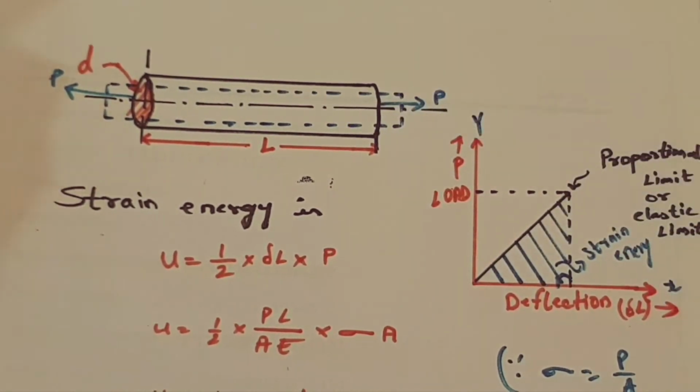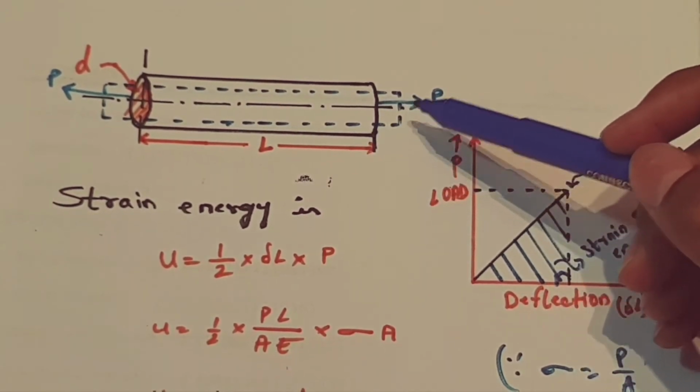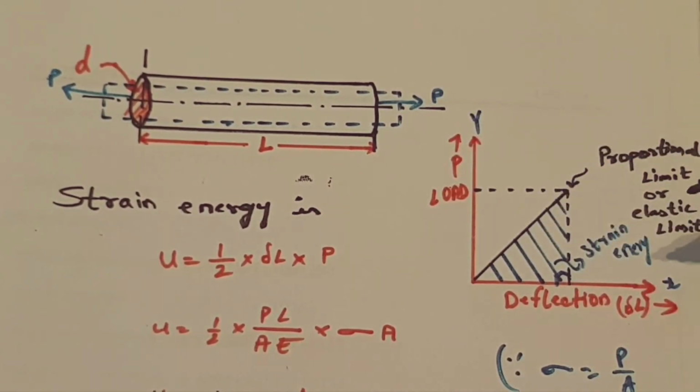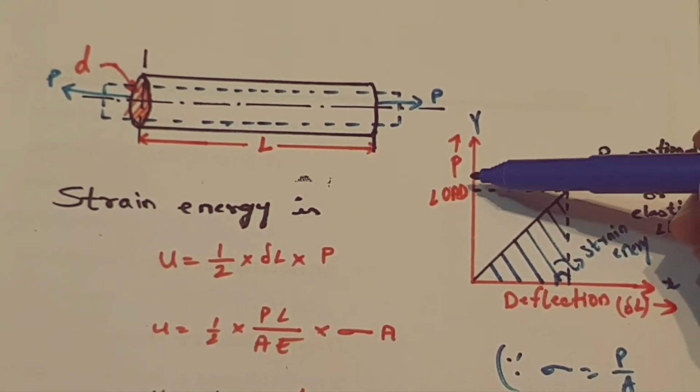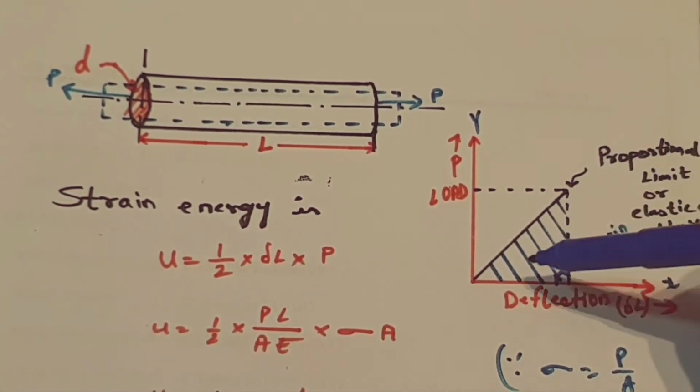When you apply a tensile load, it gets stretched to the dashed bar. So let's see the graph. By using this graph, we will derive the strain energy formula. Here on the x-axis we have taken deflection, on the y-axis load. So this is the graph up to the elastic limit or proportionality limit.